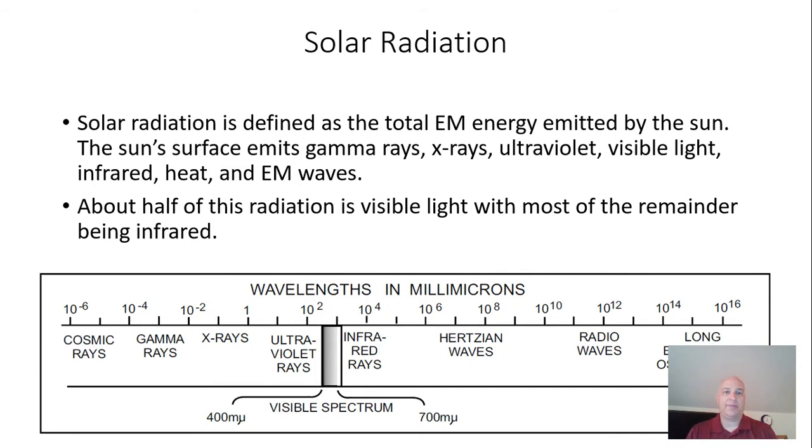Solar radiation, when we talk about the radiation received from the sun, this is defined as the total electromagnetic energy emitted by the sun. And you would think, how much of this radiation really matters, right? We don't really. The Earth intercepts just a tiny fraction of that electromagnetic energy from the sun, but it's still very intense and very important to our weather. The sun's surface, by the way, emits all kinds of different wavelengths of light. Gamma rays, X-rays, ultraviolet, visible light, infrared, heat waves, as well as those electromagnetic or EM waves.